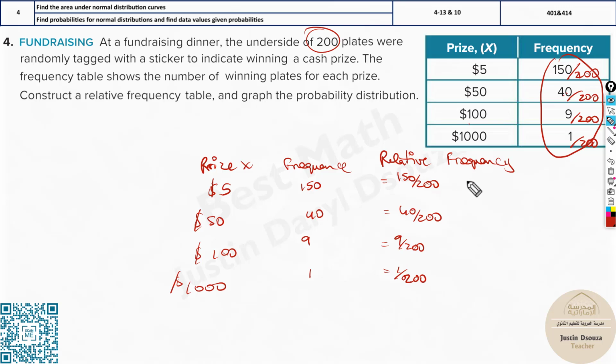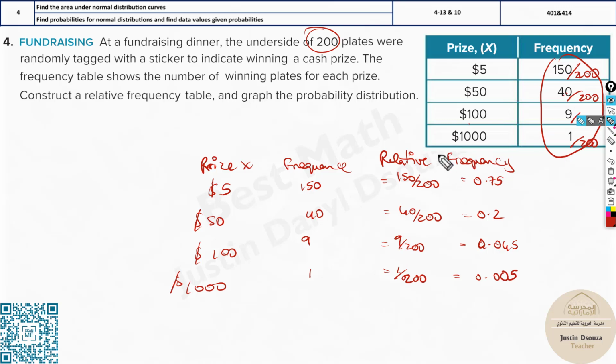So here it will be 3 by 4, it's 0.75. Here it will be 1 by 5, that is 0.2. Now here it will be very less, 9 by 200 is about 0.045, I guess. And this is going to be, like 1% is 0.01, but this is 0.005, I guess. Now you guys please use the calculator and get the exact values, but write in decimal, because this is an important table with relative frequency.